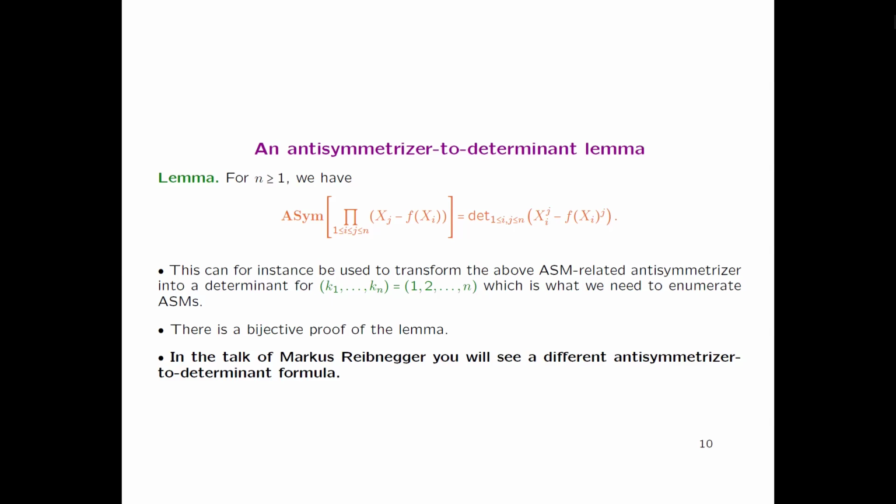I want to point out that together with Flo, we actually also have a combinatorial proof of this asymmetrizer to determinant formula. It's a bit involved. It's some pages, but it's nice since there are not many bijective proofs in this field. We thought that it's probably nice to find one such proof. And now I want to point to a talk of one of my PhD students this afternoon, Markus Reibnecker. He will actually show you a different antisymmetrizer to determinant formula.